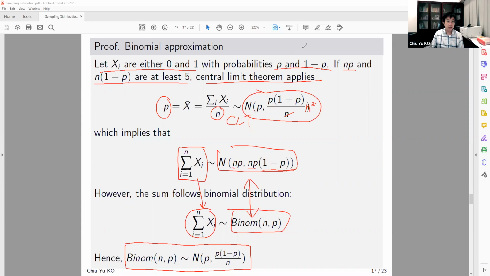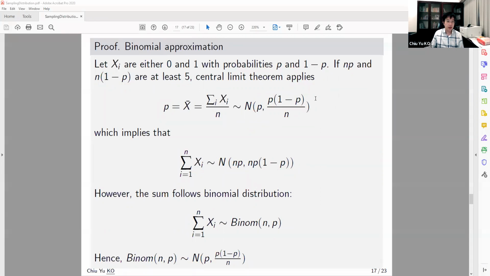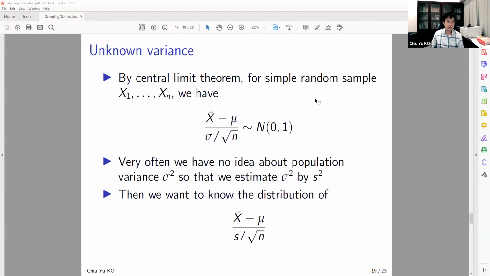If that is the case, now we are going to give you the very last result. This is just a very simple minor change to the central limit theorem. The central limit theorem said, if we have a simple random sample, the sample mean minus the population mean over the standard error, sigma over root n, is standard normal.